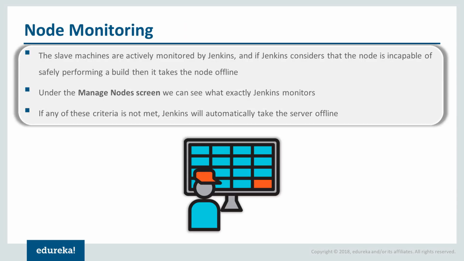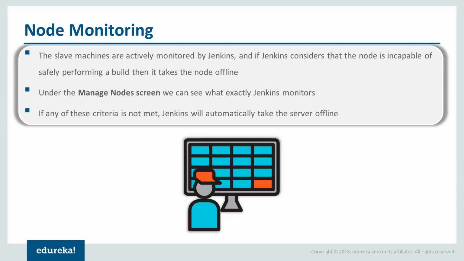Managing nodes, again, is not very difficult. Most things work out of the box. When you work with Jenkins, the slave machines are actively monitored by Jenkins, and you see a summary on the home page for manage nodes. If Jenkins considers that the node is incapable of safely performing a build, it will simply take the node offline. You don't need to worry about that. Then you can check out the machine, maybe do an SSH and see what exactly is the problem, fix it, and then make it online again. Jenkins will then start dispatching the workload to that node.